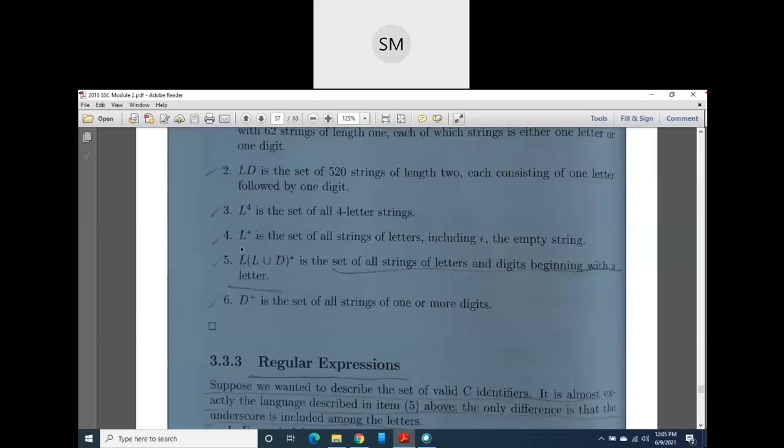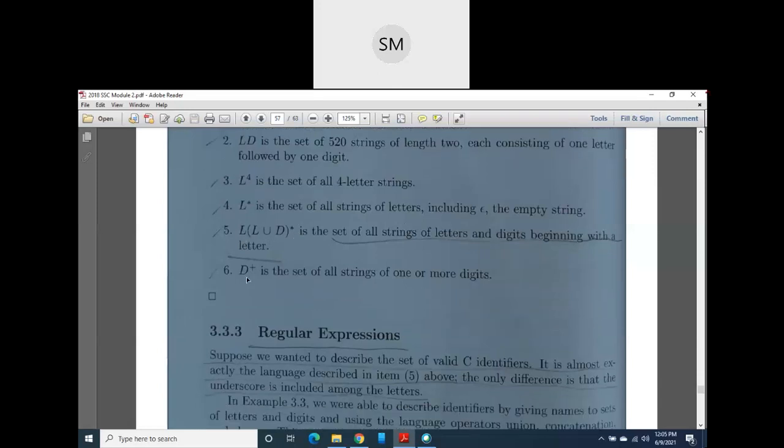To this letter the remaining portion is appended, that is L concatenated with (L union D) 0 or more times. Now, D plus, what is this? D plus is also a closure function, the positive closure. What is that plus indicating? One or more digits, it is going to give us one or more digits.